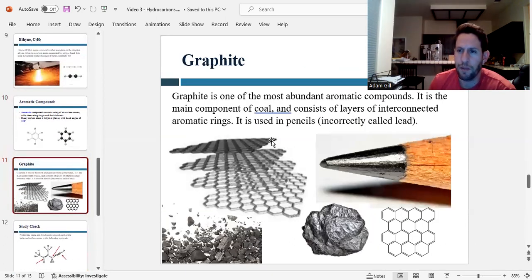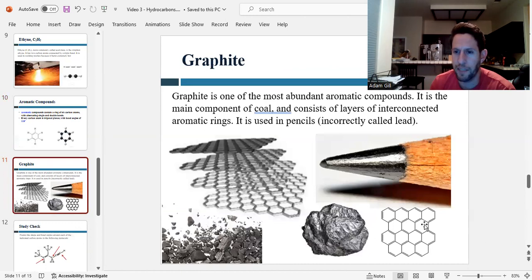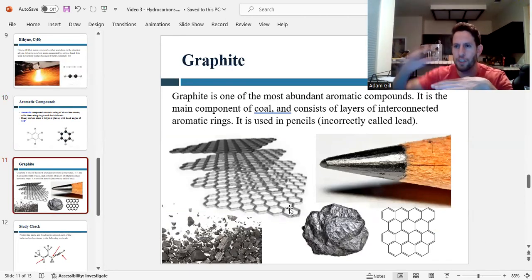Now, probably the most common aromatic compound in nature is graphite. Graphite comes from coal, which we dig up in the ground. And coal consists of layers of interconnected aromatic rings. So if you take this aromatic ring and you just connect a bunch of them next to each other like a honeycomb, and then you layer that honeycomb in sheets on top of each other, that's what graphite is. And so this is what we use inside of our pencils.